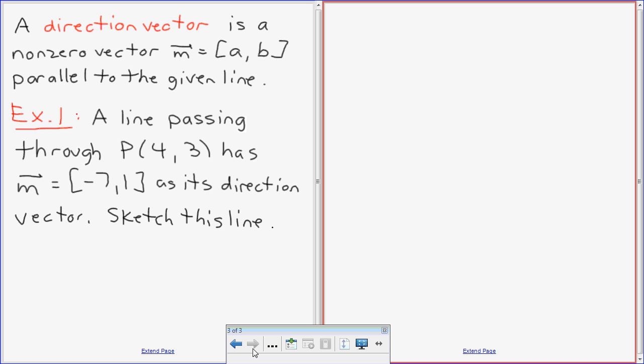Right, so what I'm going to do is graph here. This is just a rough sketch. Here's my point P, which is (4, 3). I guess I don't need to do it that high.